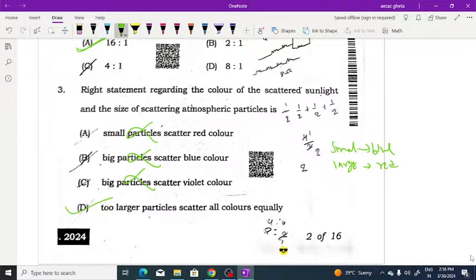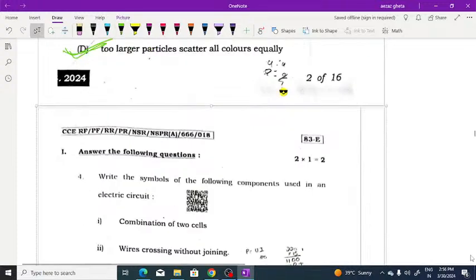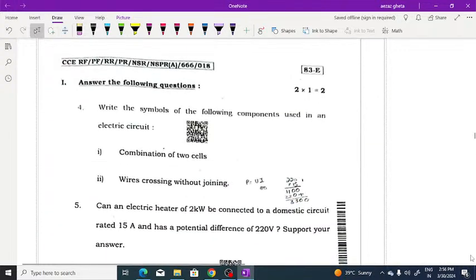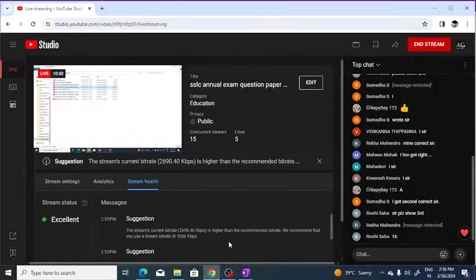This looks right to me. Two large particles scattered all colors. So white color light will be scattered. Which color light will be scattered? D option. How many students wrote D option?